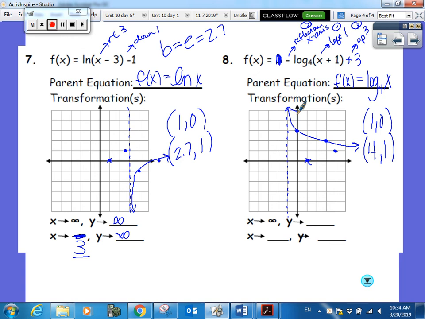As x approaches infinity, y is going down very slowly, but it's going down forever. As x approaches the asymptote, which is -1, y is going up forever, so that is positive infinity. So all those transformations.